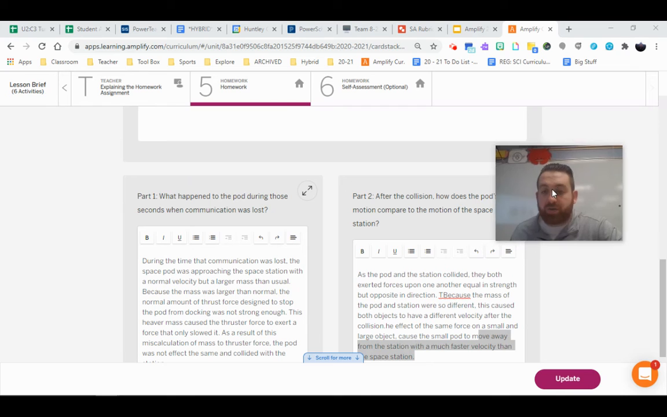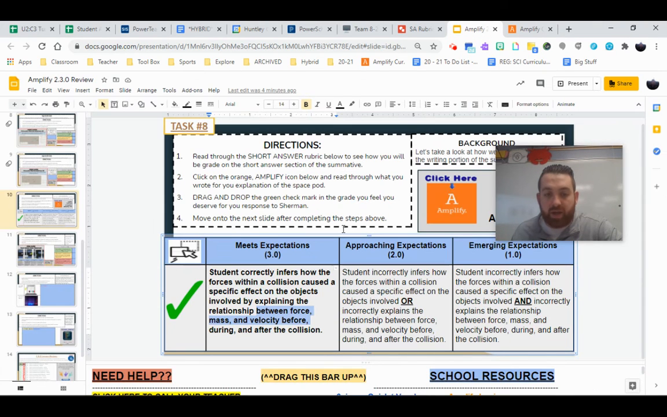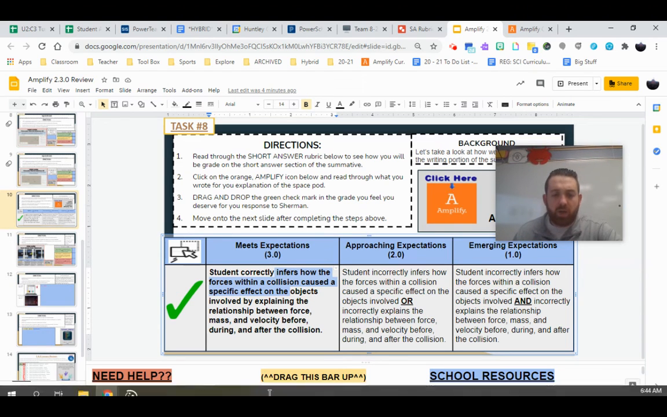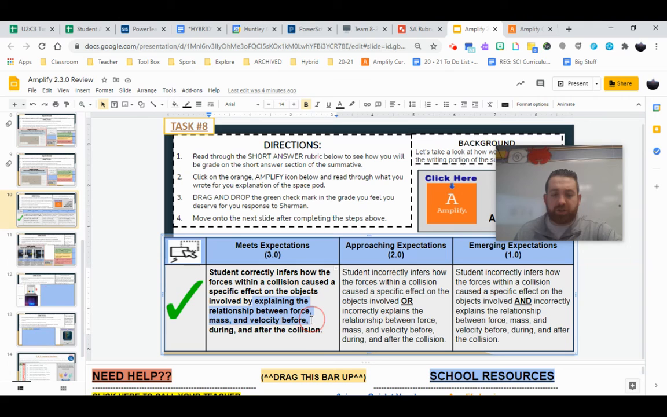And from there, folks, if we look at our rubric again, do we infer how the forces within the collision cause a specific effect? Absolutely. We had a specific cause to effect. The collision and all the mass, force, and velocity leading up to that collision caused a specific outcome: it caused the pod to move away from the space station faster. Do we explain the relation between force, mass, and velocity before, during, and after the collision?